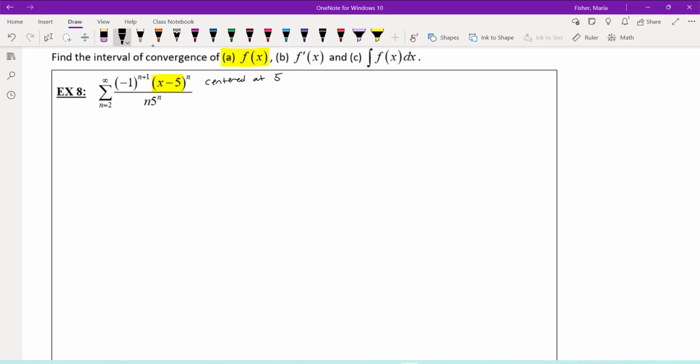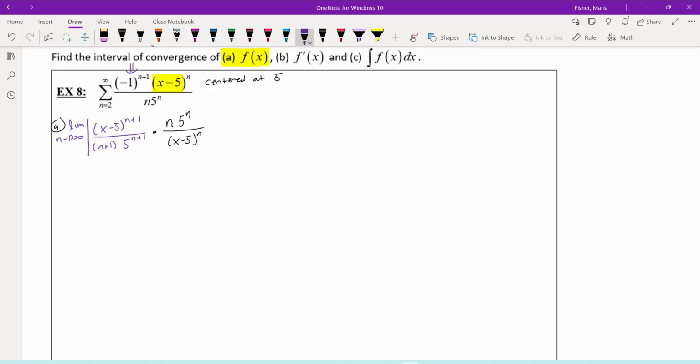Let's go ahead and use the ratio test to determine the interval of convergence for part A. The ratio test says to take the limit as n goes to infinity of the absolute value of, since it's the absolute value, I don't need to write -1 to the n plus 1. That's just going to be (x minus 5) to the n plus 1 over n plus 1 times 5 to the n plus 1. And then I multiply it by the reciprocal of a sub n, which is just n times 5 to the n over (x minus 5) to the n.